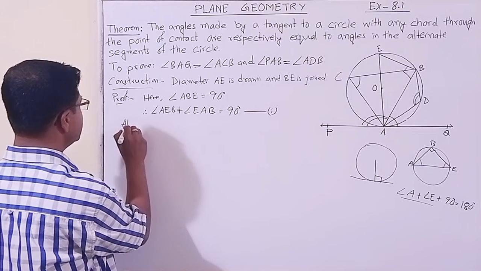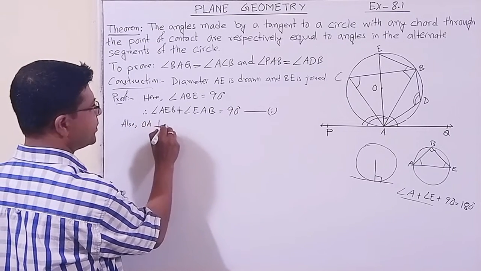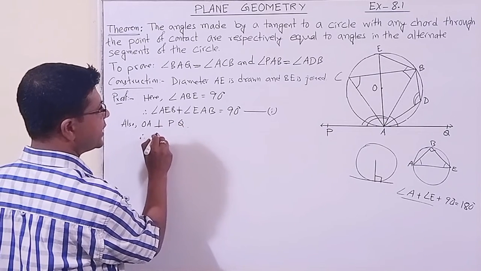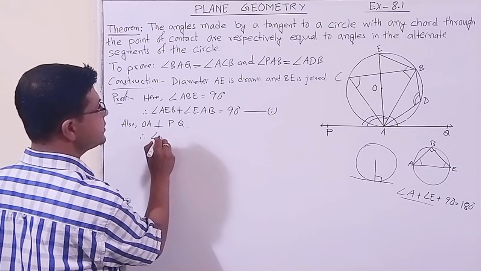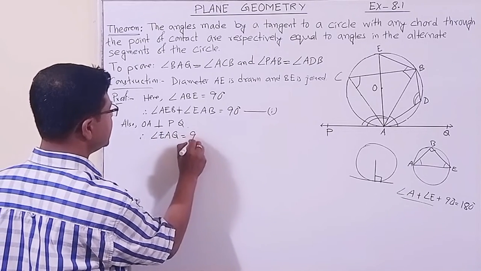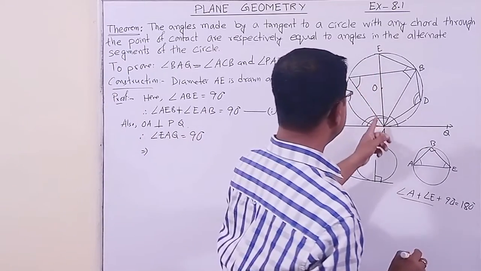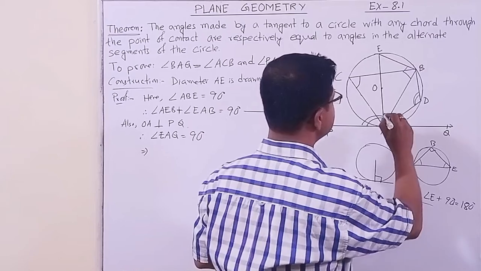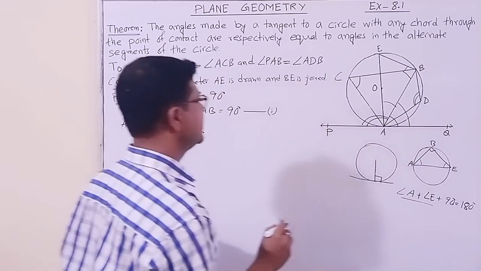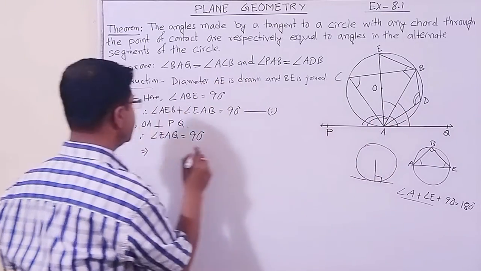Here also, OA is perpendicular to PQ. So what can we write? Therefore, angle EAQ is also 90 degree. Now dear student, can you tell me what is angle EAQ? This is the sum of which two angles? This angle and this angle, is it not? The whole angle is 90 degree. So this plus this is 90 degree.